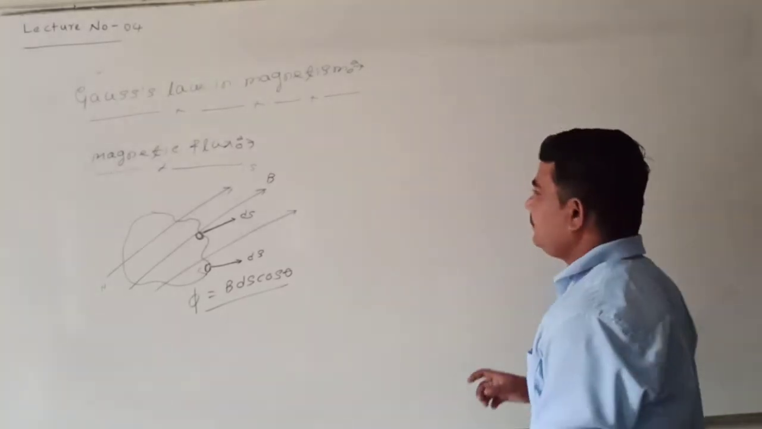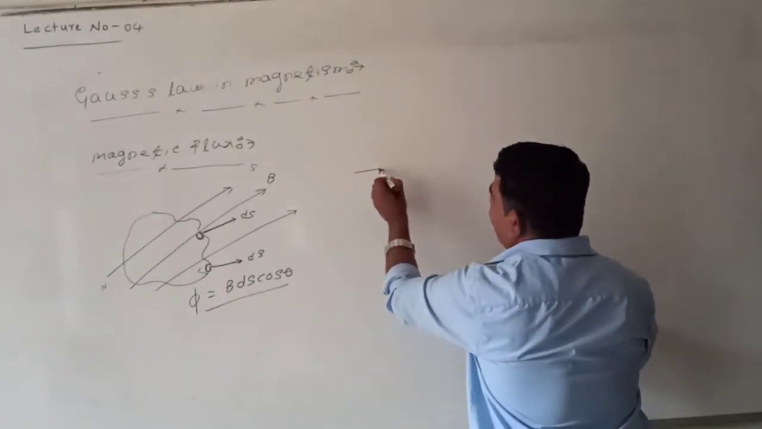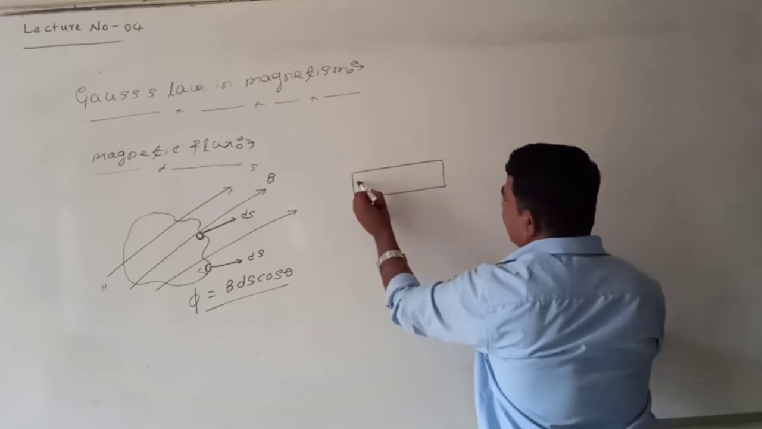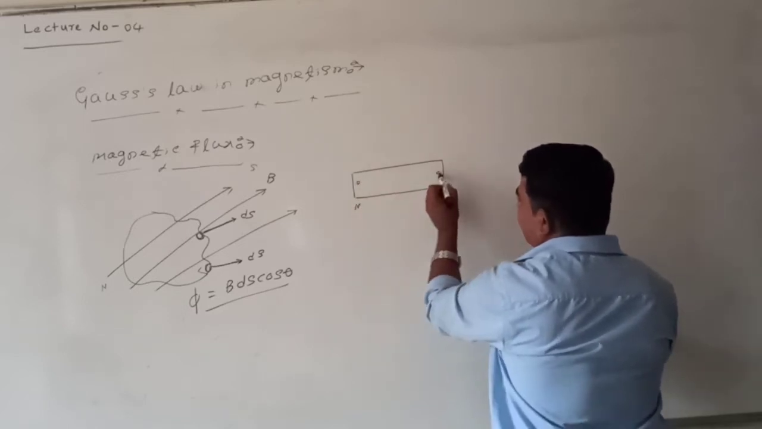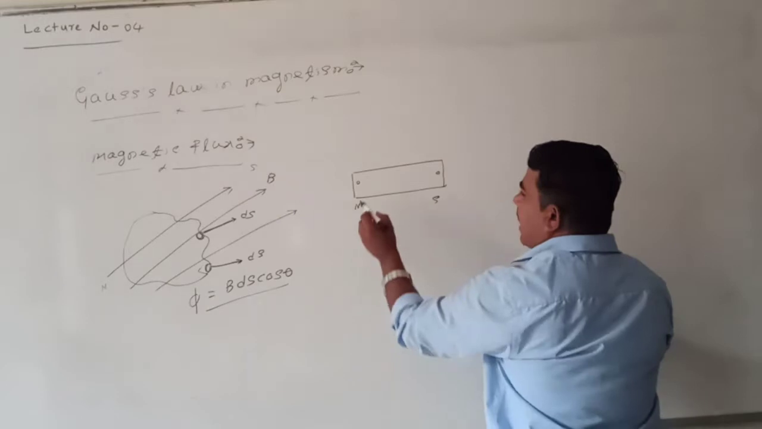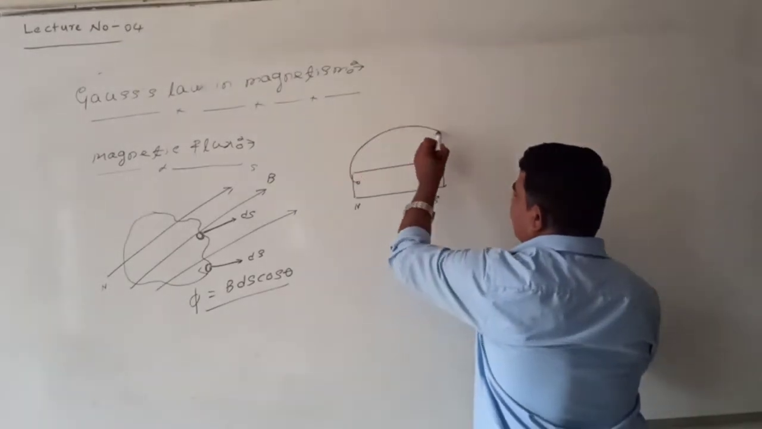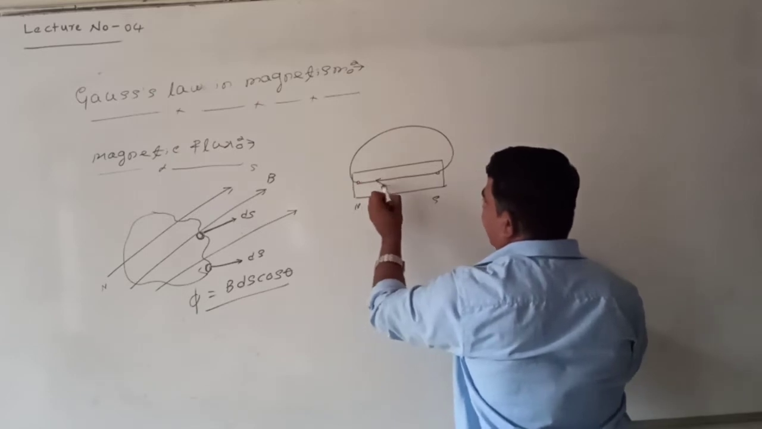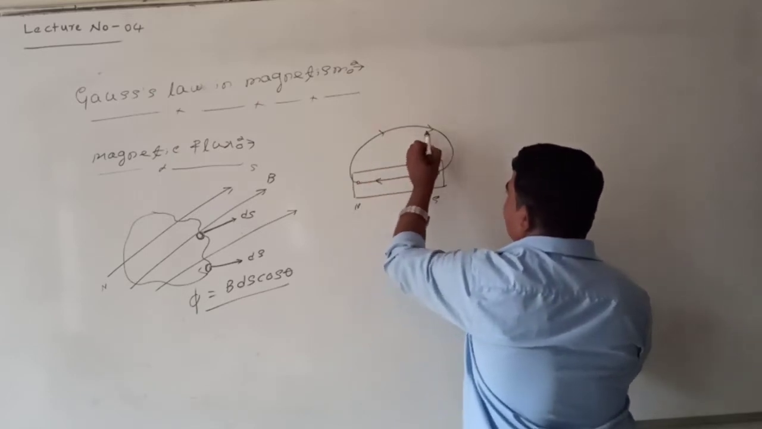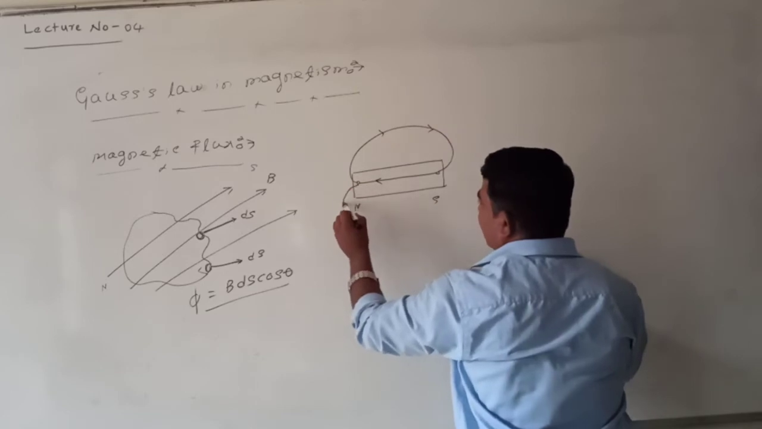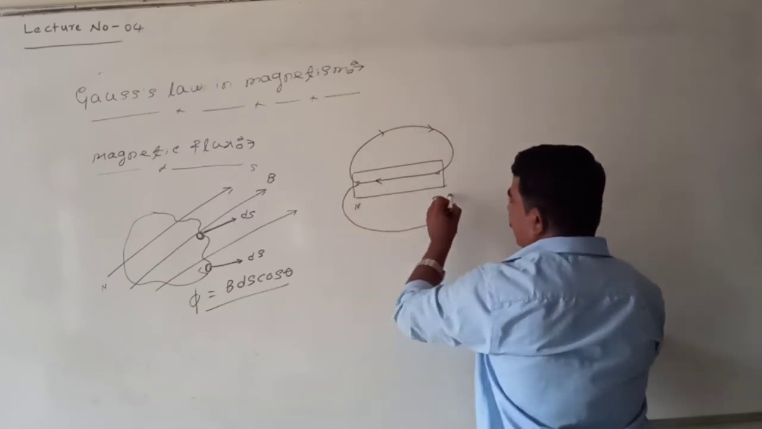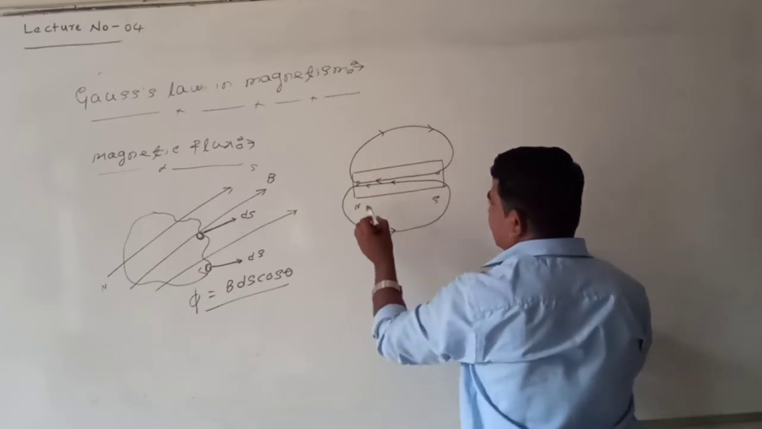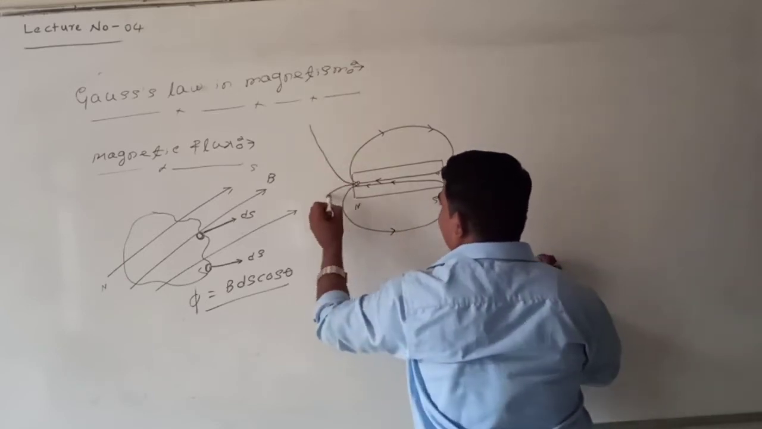See here. This is the bar magnet. This is the north pole and this is the south pole. Magnetic field lines, how do they travel? They travel from north pole to south pole outside the magnet, and from south pole to north pole inside the magnet. How will they travel? Simply they will travel like this. North pole to south pole outside the magnet, and south pole to north pole inside the magnet. Like this they will travel.